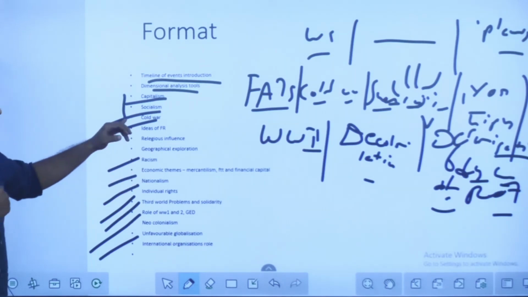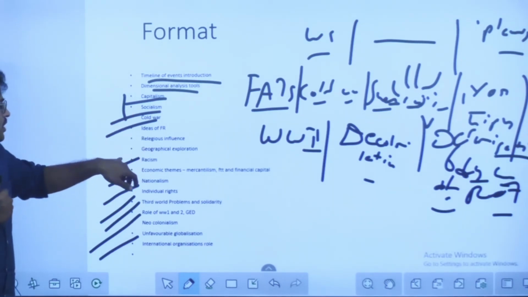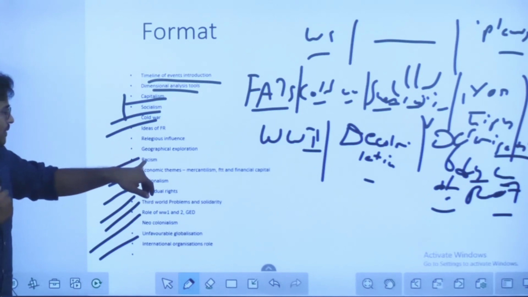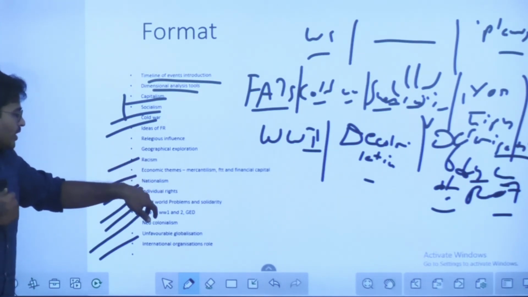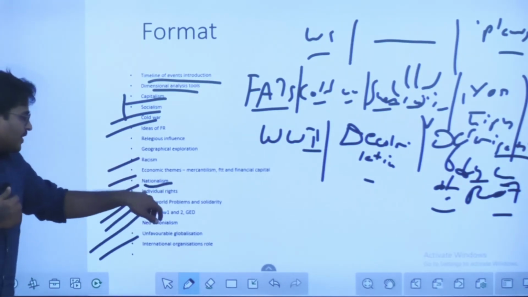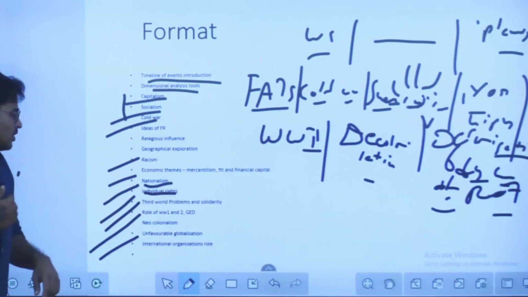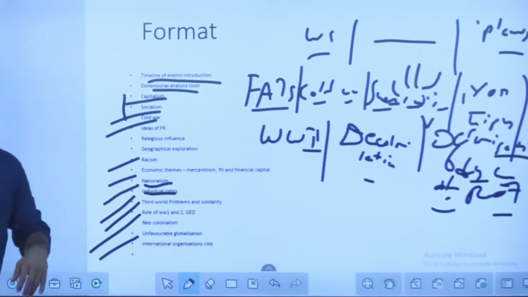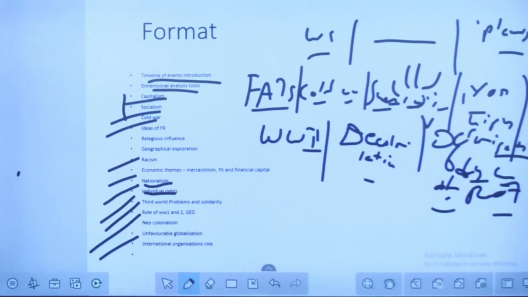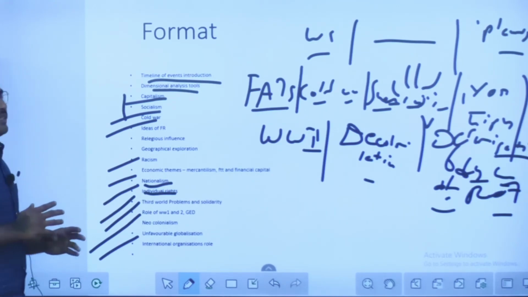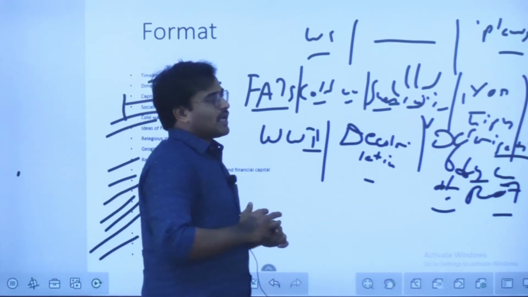Then again after that, you see, one more thing is nationalism, and individual rights is one more aspect. Then colonialism and imperialism is one more outcome of the American and French Revolution. In this format, in these themes, you can use them for analyzing any major event in world history. So you have to use the same common themes for all your answers.